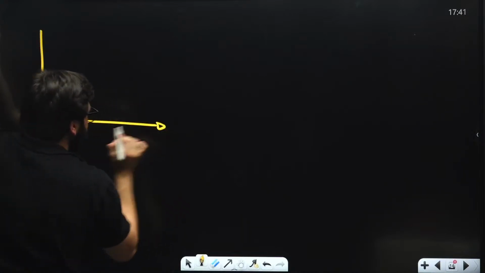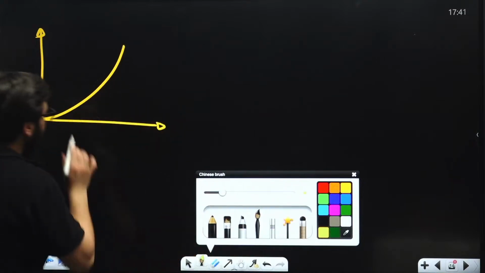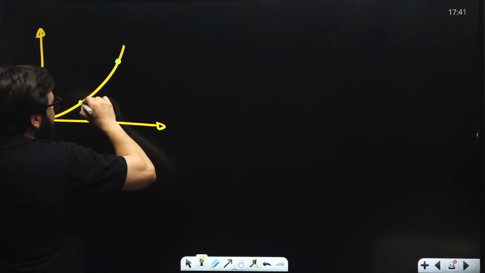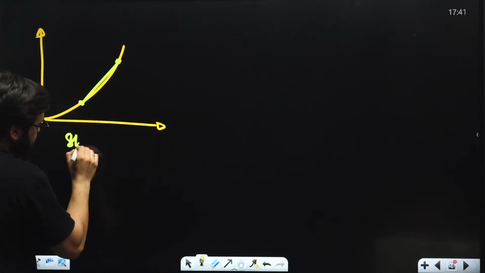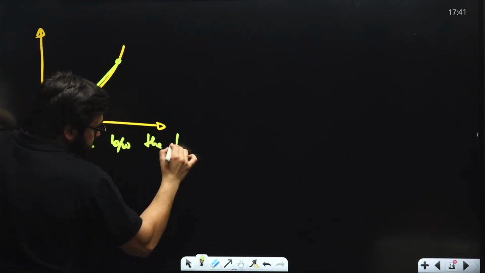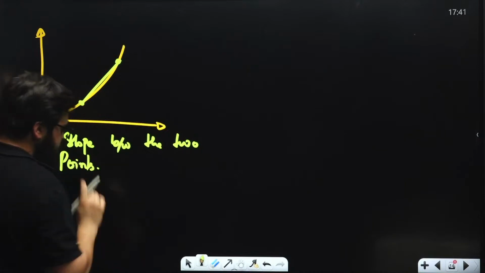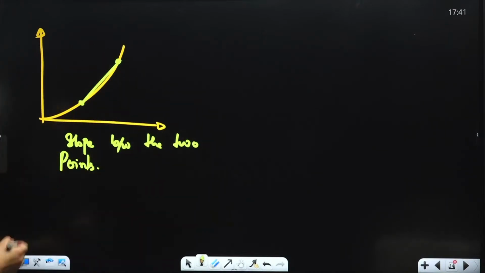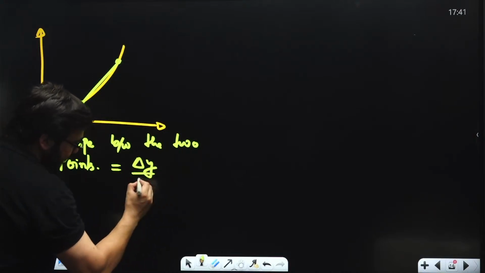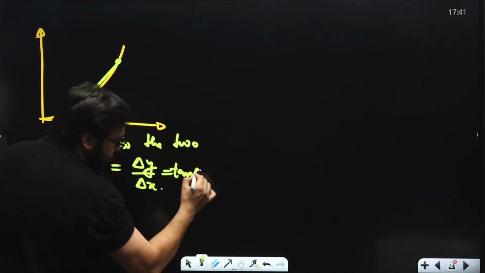Let's suppose we have got the curve over here. I am taking this point and this point. If I ask what is the slope between the 2 points, understand very carefully, guys, slope between the 2 points will be simply delta y divided by delta x. Or you can also say it is tan of theta.